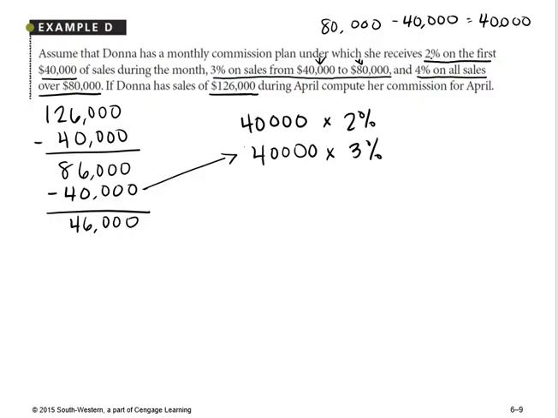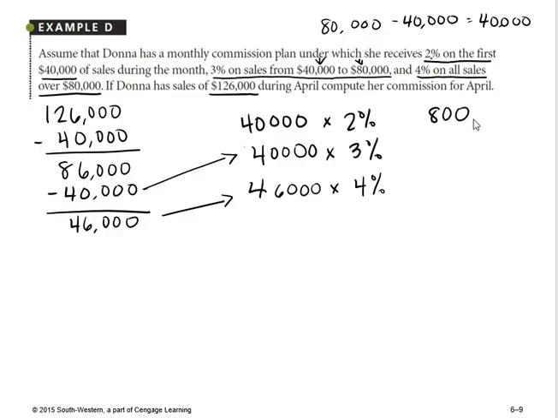And finally, let's calculate her sales over $80,000. Again, we've already calculated the first $80,000 here and here, and she sold $46,000 over $80,000. So I'm taking this $46,000 times 4%, and now I can calculate each of these commission amounts.